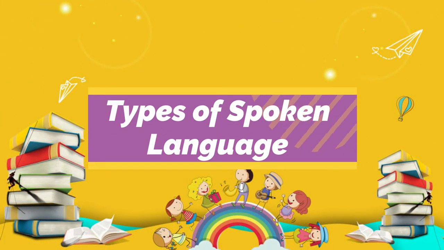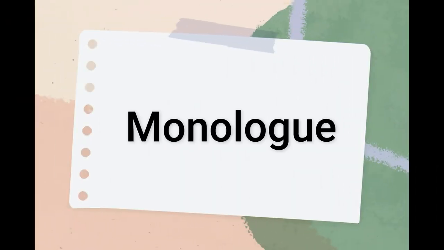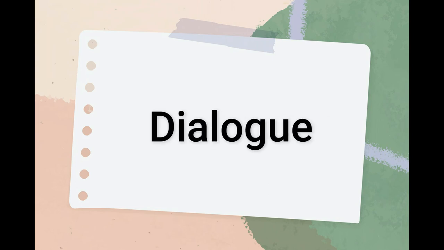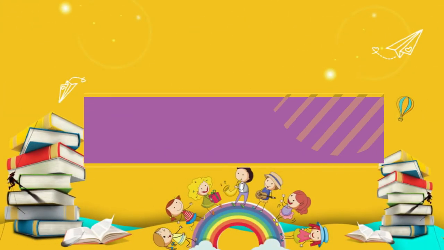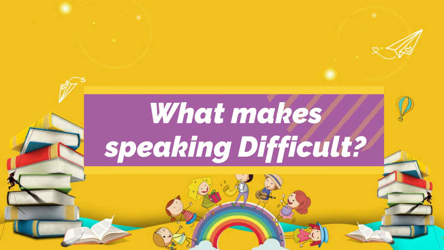We have 2 types of spoken language. First is monologue. It is a speech presented by a single character. And a dialogue is a conversation between 2 or more people. What makes speaking difficult?